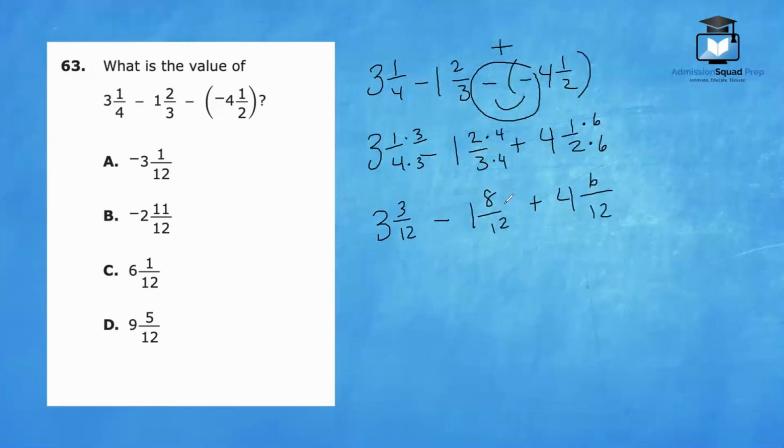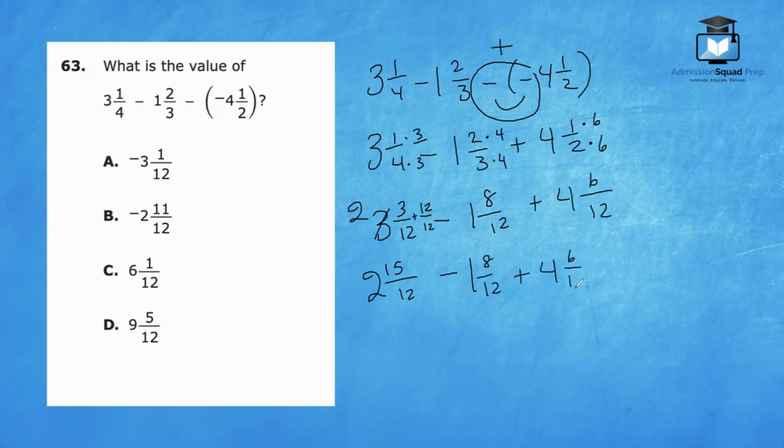Since 3 is smaller than 8, we will have to borrow from the whole number 3. It will become a 2, and we will add 12/12 to this fraction. So now we have 2 15/12 minus 1 8/12 plus 4 6/12. 2 minus 1 is 1, and 15 minus 8 is 7. We have 1 7/12. We're going to add that to 4 6/12.